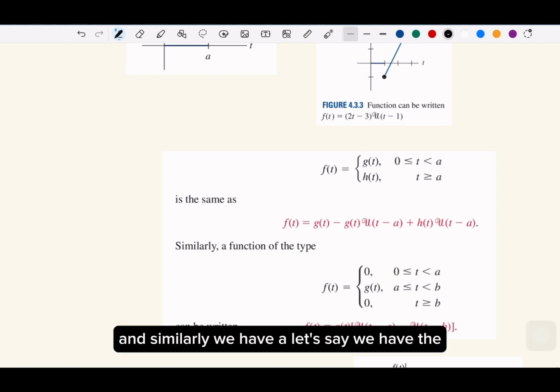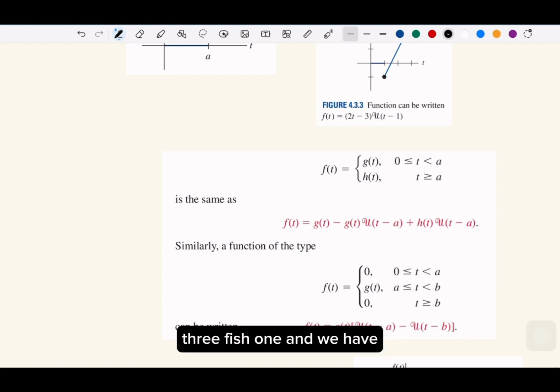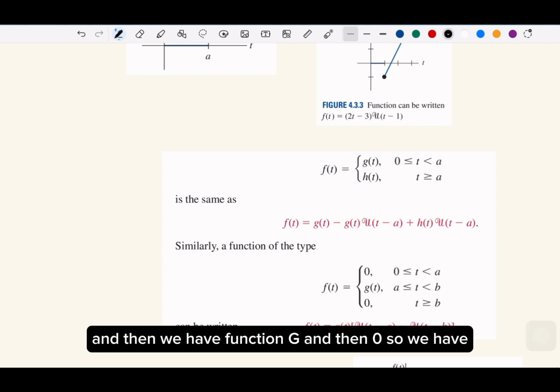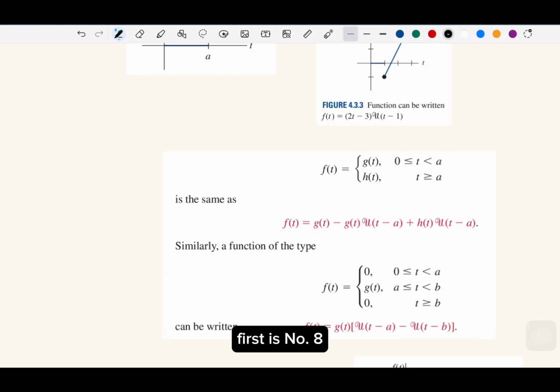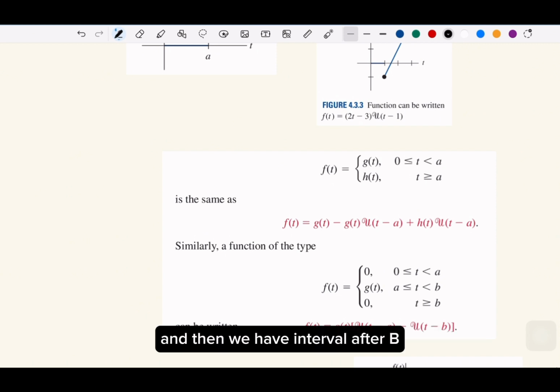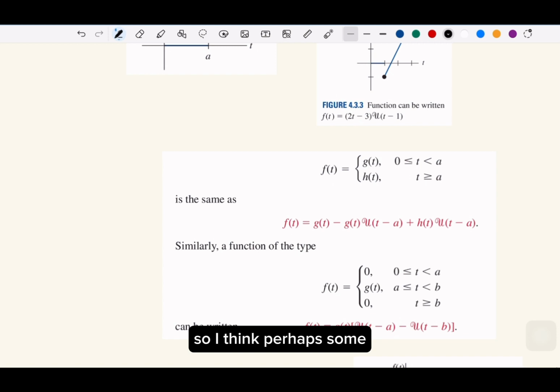And similarly, if we have, let's say, 3 piecewise, and we have not only one constant but 2, we can write, if this is 0, and then we have a function g, and then 0. So first is number a, and then we have an interval from a to b, and then we have the interval after b. So we can write g of t, and then we multiply with the Heaviside t minus a, and then minus Heaviside t minus b.